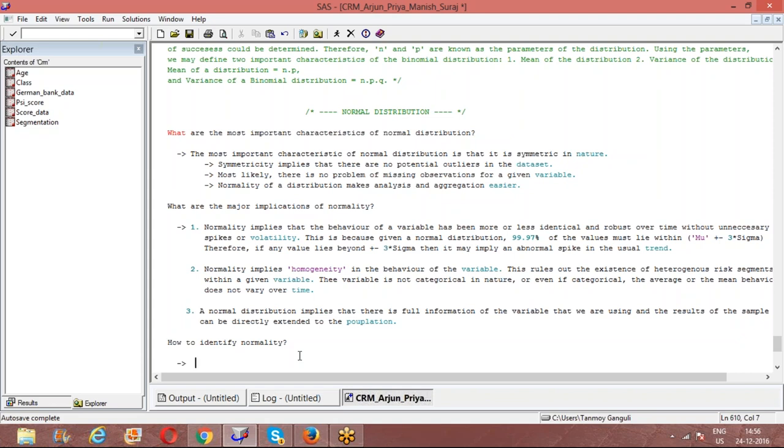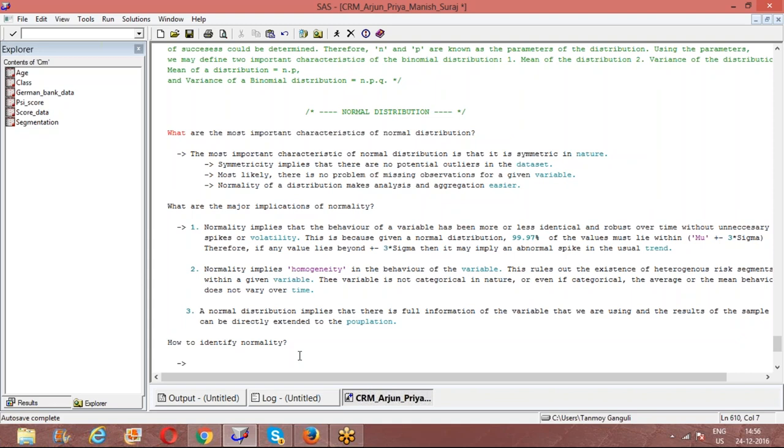Suppose there is a variable, and we are asking what type of distribution the data is following. How to identify that? The easiest way would be, first of all, to identify the properties of that particular variable, then do a histogram plot. The histogram will give you an idea about its skewness, whether it is a right skewed or left skewed distribution.